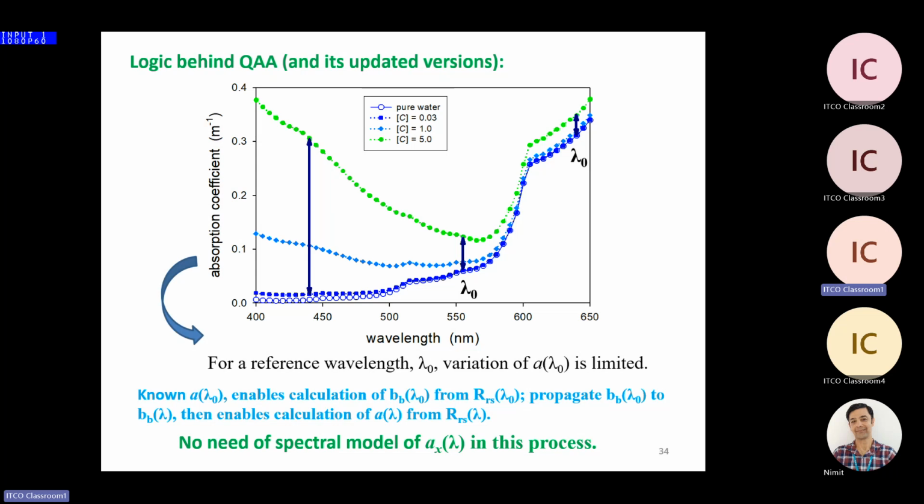And in these steps, you see that there's no spectral modeling of the APH or ADG. There's only one modeling, and it's the BBP. We have to use the BBP power function, or any other function as long as you think it is valid, to propagate the BBP from one wavelength to the other wavelengths.